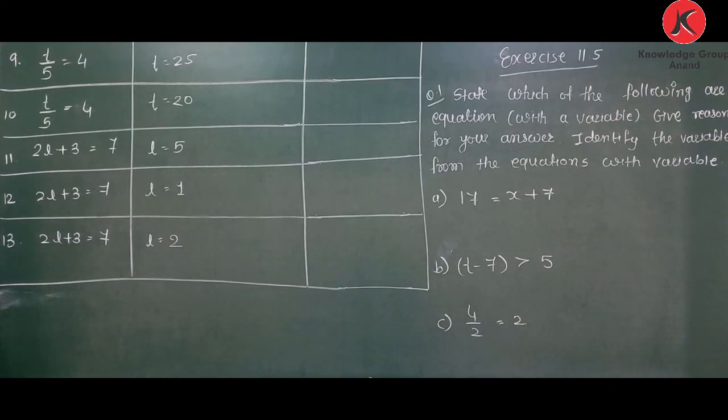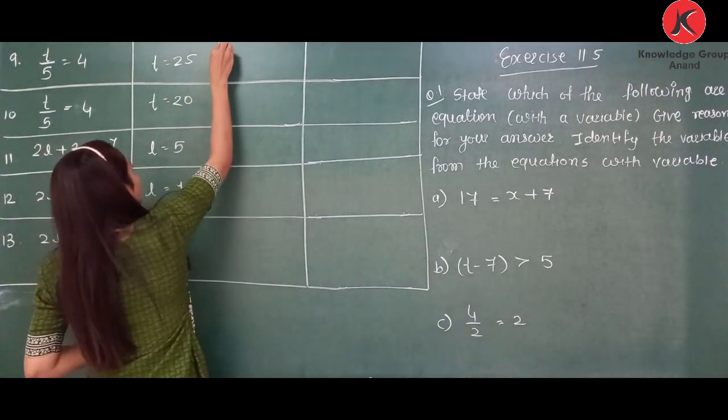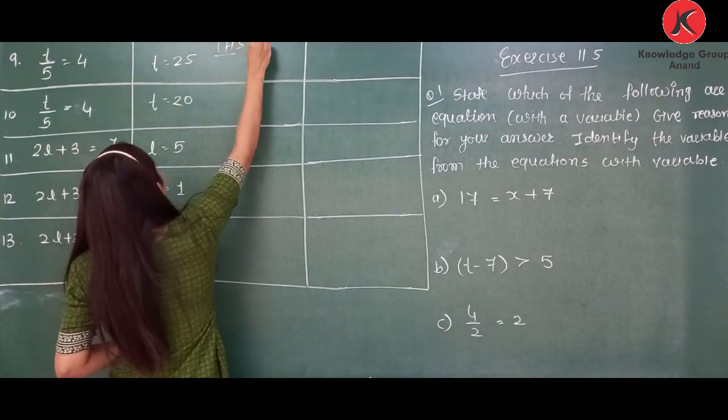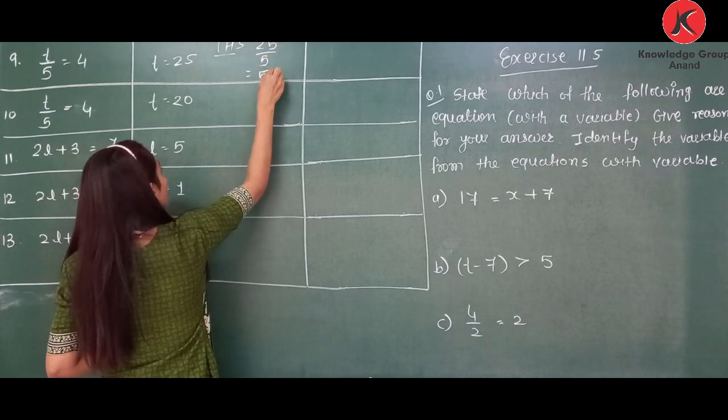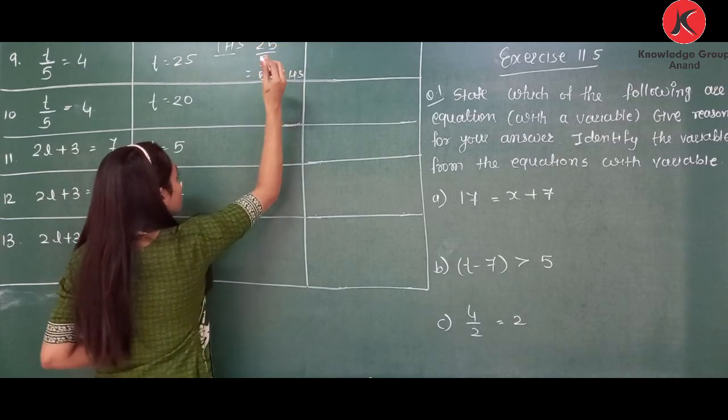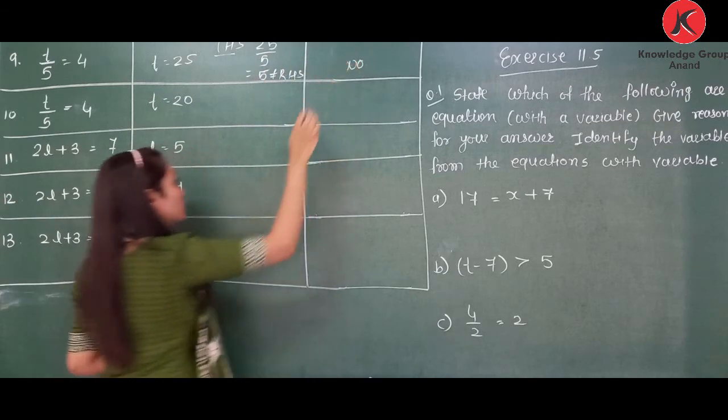Next one, t by 5 is equal to 4 and here we need to consider t as 25. So in left hand side we need to write the value of t, 25. So left hand side is 25 by 5. So it gives 5, not 4. So not equal to right hand side. So not a solution of the equation.